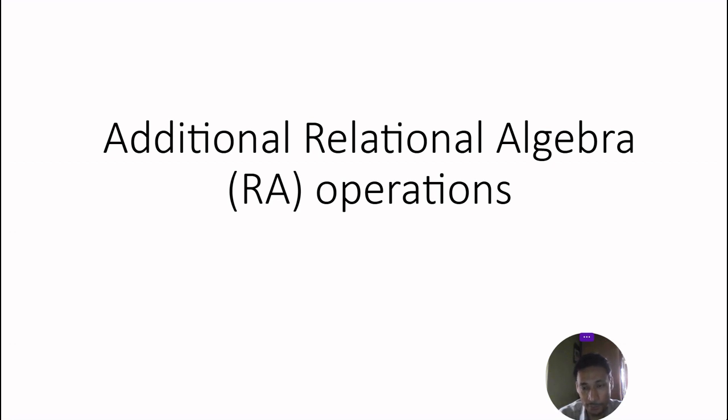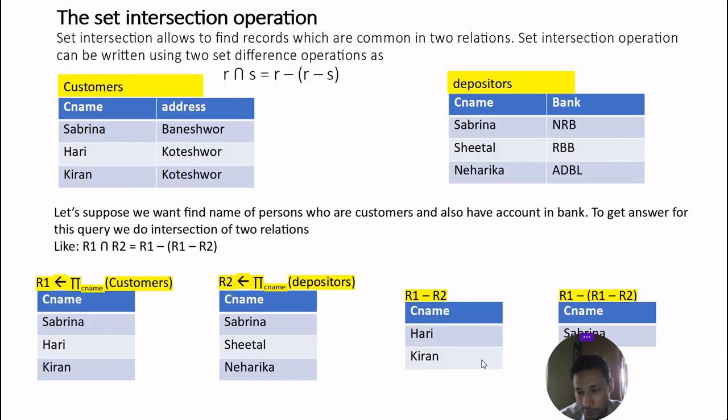There are 6 fundamental operations within the relational algebra. The first one is select, then project, Cartesian product, set union, set difference, and rename. So using these fundamental operations, we can generate other operations. Now let's start talking about these additional operations.